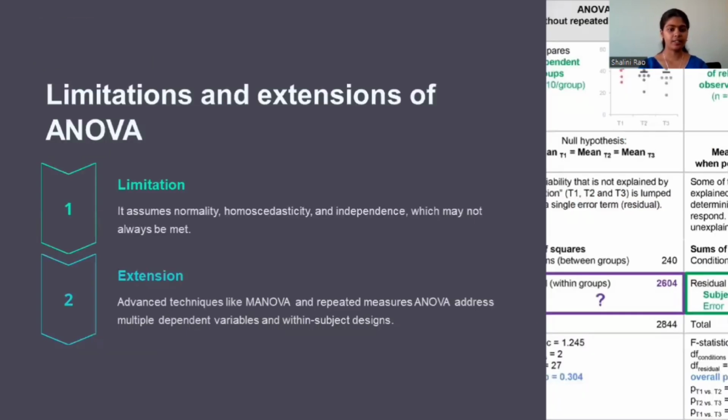Next, we have limitations and extensions of ANOVA. Limitation. It assumes normality, homoscedasticity, and independence, which may not always be met. Extension. Advanced techniques like MANOVA and repeated measures ANOVA address multiple dependent variables and within subject designs.